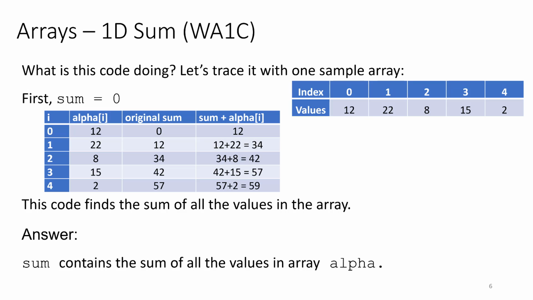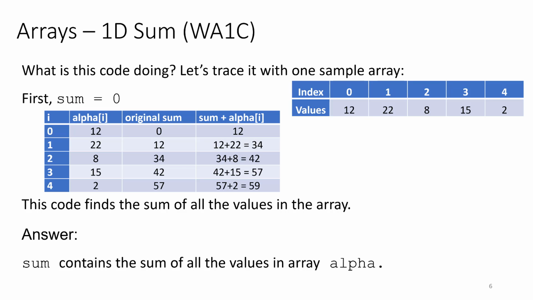The next time through the loop, i has a value of 3. The value at alpha sub 3 is 15. We will add 15 to the value in sum, 42, to get 57. The last time through the loop, i has a value of 4. Alpha sub 4 has a value of 2. We will add 2 to the value that's in sum and get 59.